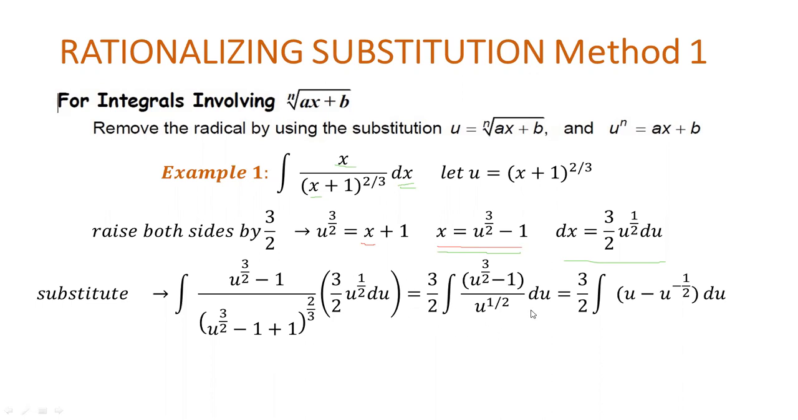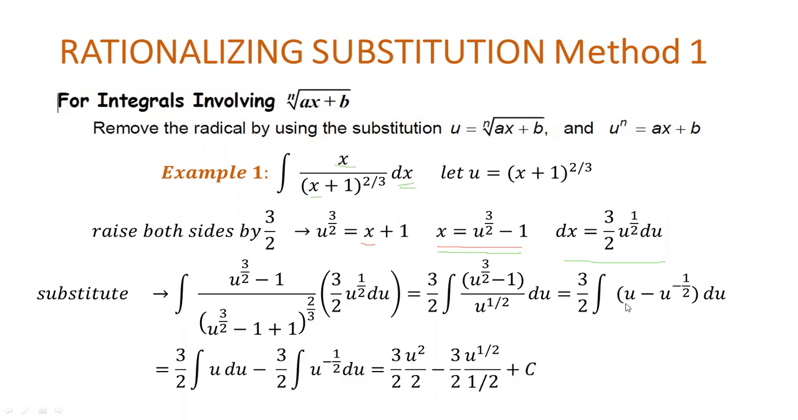Now, since the degree of the numerator here is higher than the degree of the denominator, you are allowed to divide per term in your numerator. So if you divide u raised to 3 halves by u raised to 1/2, that would be u. If you divide 1 by u raised to 1/2, that would be u raised to negative 1/2. So from this complicated integral, now you have this very simple one, which I'm sure you will agree is a simple case of power rule. Then you use power rule and evaluate.